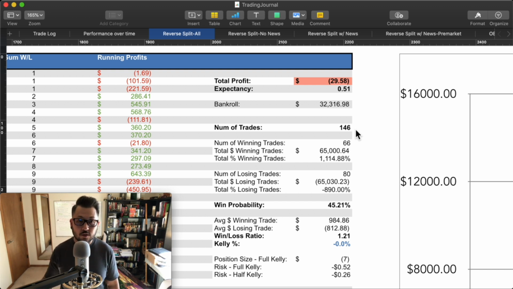Look up the law of large numbers if you want to know a little bit more about that. But basically it's saying that the more samples you have, the closer your actual results should come to your expected results based on statistical calculations. So I'm looking for at least 20 trades here.